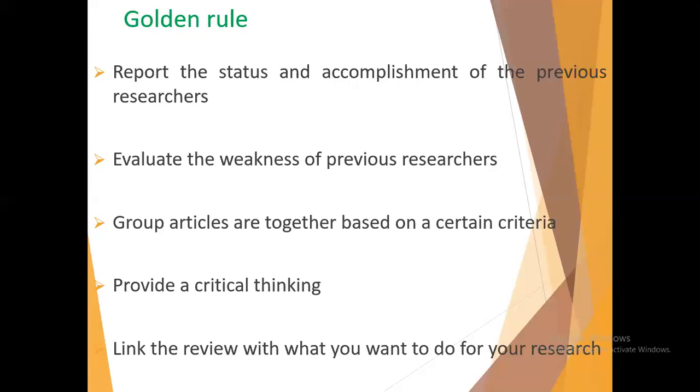Means if something is done related to the topic, now what disadvantages, what gap is there related to that topic? If some gap is there, you can fulfill that gap by doing good quality research work. Then group the articles together based on a certain criteria. On a particular criteria, you can segregate and divide the articles. That is also important, because randomly you cannot do the literature survey.